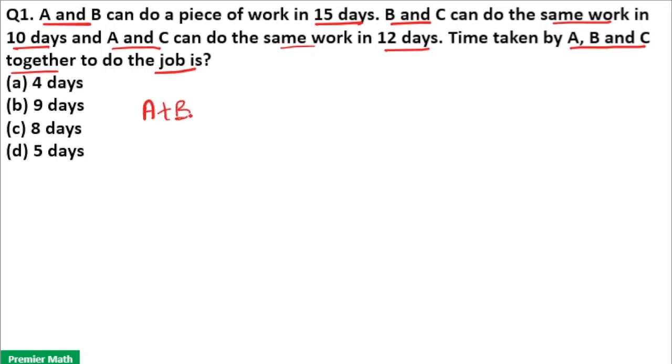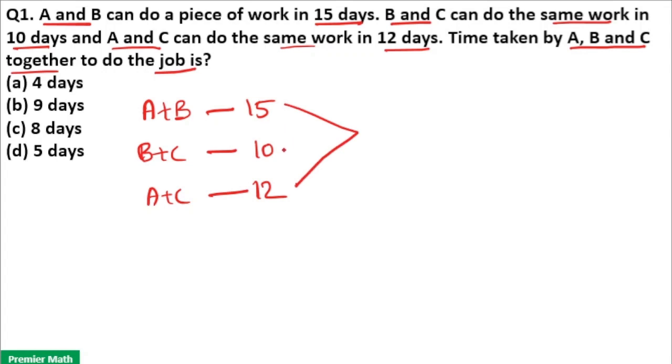A and B can complete a work in 15 days and B and C can complete the same work in 10 days and A and C can complete the same work in 12 days. Now, A and B, B and C, A and C all are doing the same job. So, take the LCM of 10, 15 and 12. Here, LCM of 15, 10 and 12 is 60. Now 15 goes 4 times in 60, 10 goes 6 times in 60, 12 goes 5 times in 60.